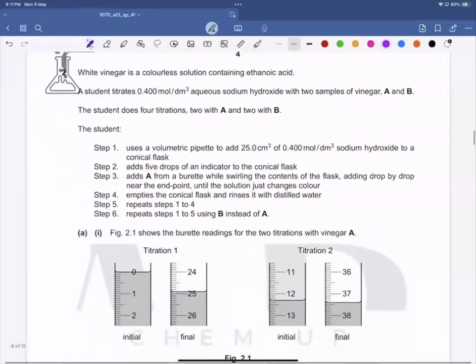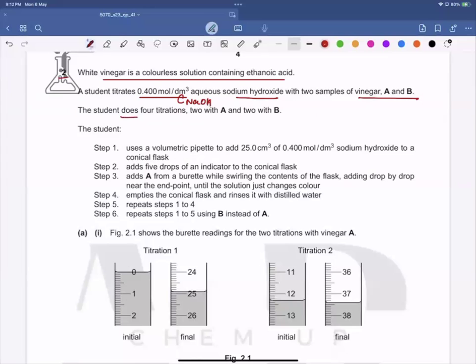Now, question number 2. White vinegar is a colorless solution containing ethanoic acid. You have to follow the steps which they tell you, otherwise you are not going to get the marks. But it's easy. A student titrates 0.0400 mole per dm cube aqueous sodium hydroxide, which is the concentration of sodium hydroxide, with two samples of vinegar A and B. The student does 4 titrations, 2 with A and 2 with B.